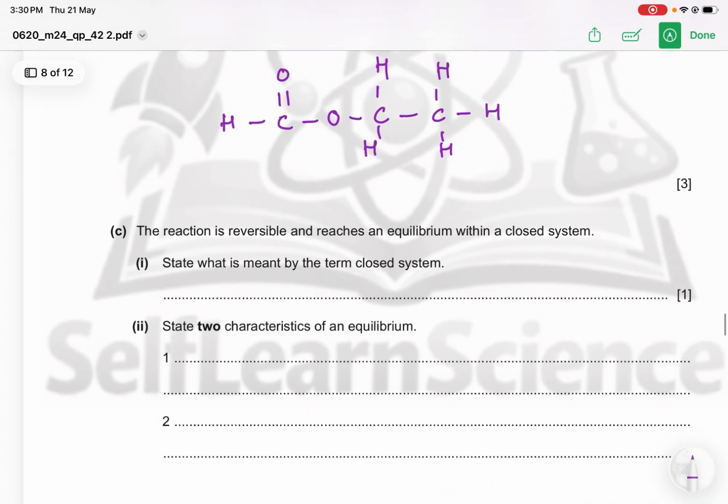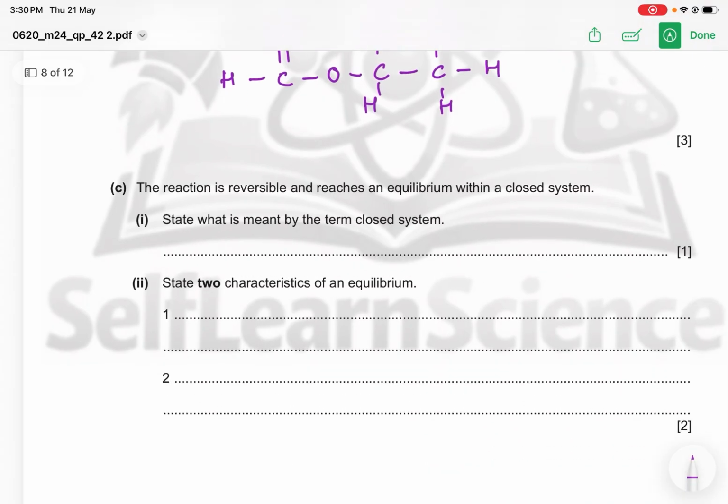Next, the reaction is reversible and reaches an equilibrium within a closed system. State what you mean by the term closed system. So what is a closed system? Nothing can enter or escape.